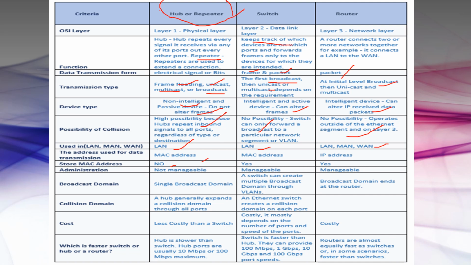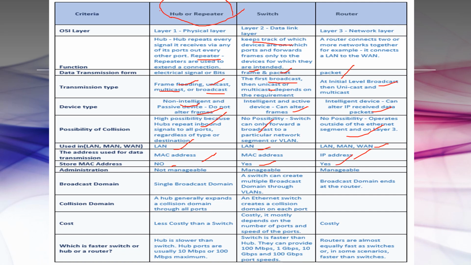It reads by the MAC address. Even a switch uses the MAC address, and a router uses the IP address. And what does it store? Hubs don't have any software to store the information. Switches have software, so they store the information in table format, a MAC table. And a router uses the routing table.